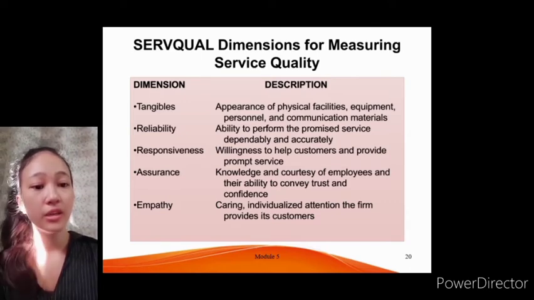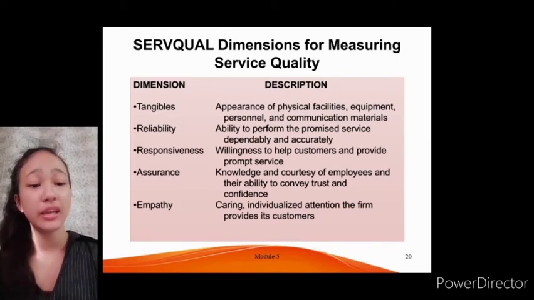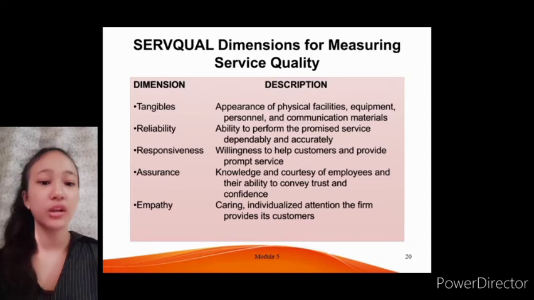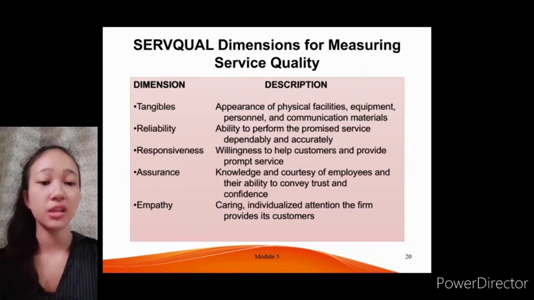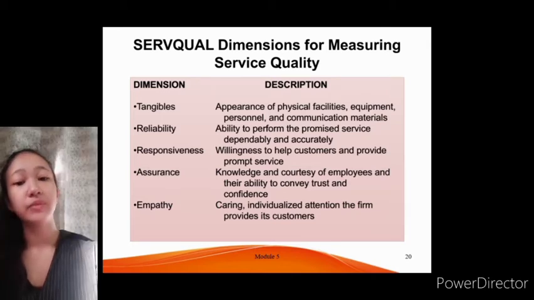So empathy, it is the caring, individualized attention the firm provides its customers. Customers should feel that the provider's employees care about them during delivery. Example, your customer mentioned a specific problem. You can show her that you care about her by adding a few sentences that acknowledge the specific problem mentioned, then describing how that issue is being addressed.